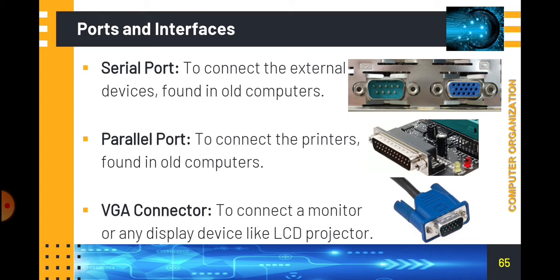This serial port is available in old computers. Nowadays this port is not available. Parallel port, to connect the printer, found in old computers. Parallel port is used to connect printers in old computers. And then VGA connector, to connect a monitor or any display device like an LCD projector. VGA, that is video graphics adapter. This port is used to connect a monitor or any display device like an LCD projector to your computer.